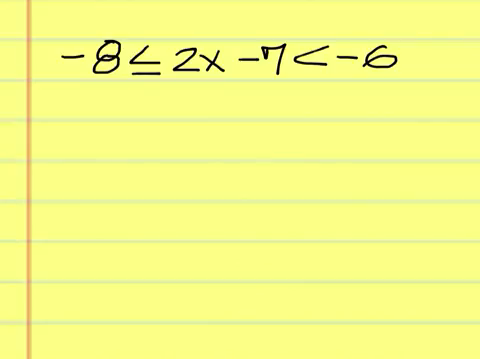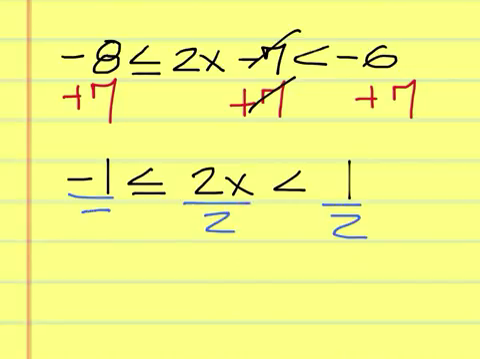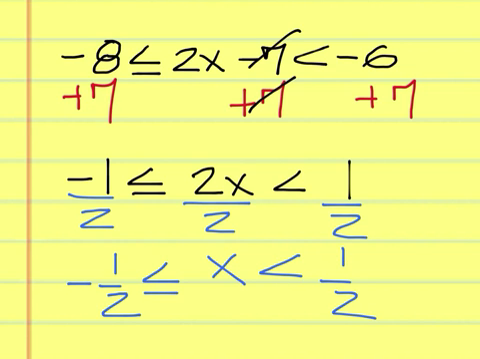We want to get x by itself in the middle. We have to get rid of this minus 7 first. So add 7 here as well as here and here. You'll come up with negative 8 plus 7 is a negative 1. And then the 2x after this cancels, and negative 6 plus 7 is 1. But now you have to divide everything by 2. When you do that, it's a negative 1/2 less than or equal to x less than 1/2.